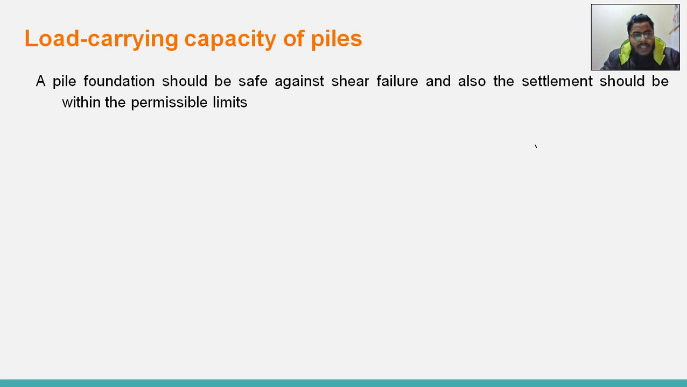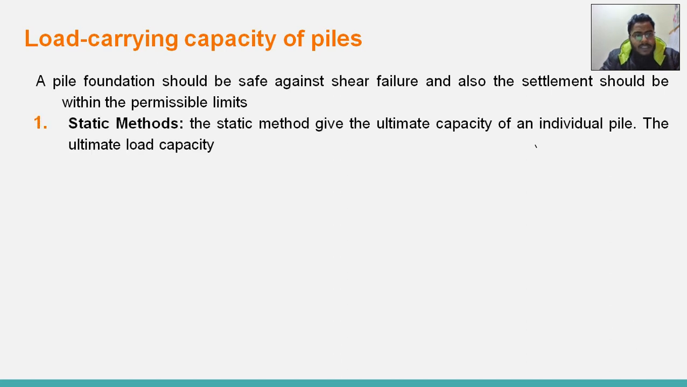We decide the load carrying capacity of a pile based on it being safe against shear failure and safe against settlement, or we can say settlement should be within the permissible limits. So there are two criteria on the basis of which we decide the load carrying capacity of piles. The first method is static methods. In this lecture I will discuss the static method. The rest of the methods I will discuss in the coming lecture. The static methods give the ultimate bearing capacity or ultimate carrying capacity of the pile for individual piles.